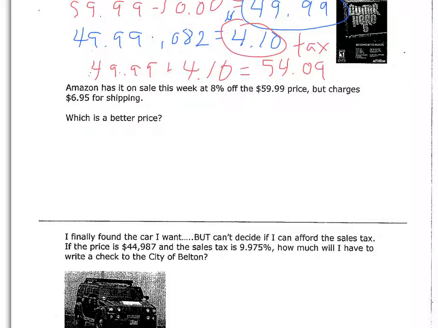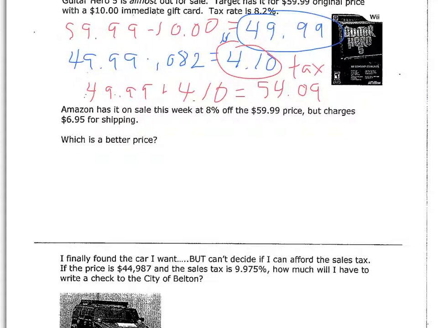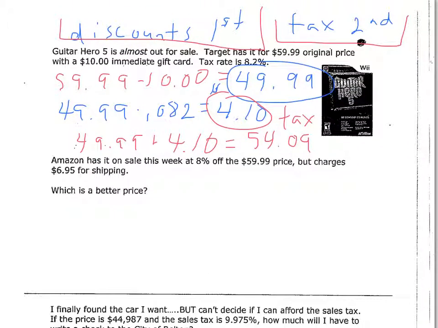Alright, this next problem has the same product. We got our Guitar Hero again, but it's for sale from Amazon, not Target, and we want to see if we can find a better price. Okay, so this is one of those times where you can use your discount and tax knowledge and see which different store has a better price. So it's definitely something you use in your everyday life. So it says Amazon has Guitar Hero 5 on sale this week at 8% off the $59.99 price, but charges $6.95 for shipping.